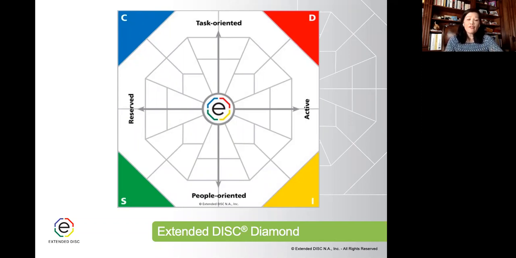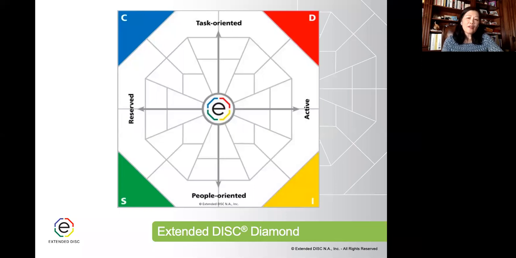The reason the diamond is called the diamond is because I always say it's almost like a solitaire diamond that has been inserted into those four quadrants, and you're looking down on top of it. Each of those facets represents a specific DISC style within that quadrant.